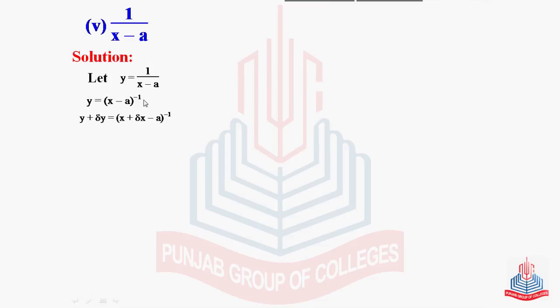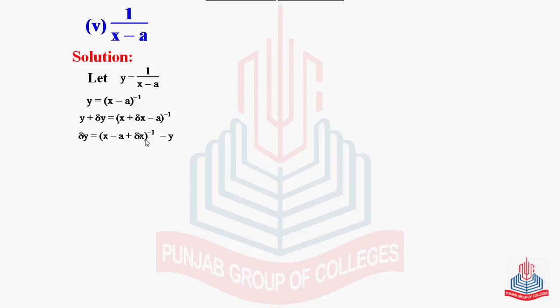So the first step is y plus delta y, and this x will be replaced by x plus delta x minus a raised to the power minus 1. So delta y will become x minus a plus delta x minus y. Just rewrite this x plus delta x minus a in the way x minus a plus delta x.